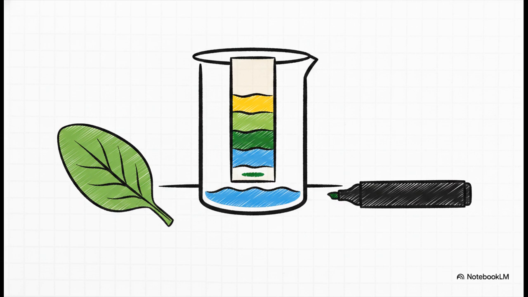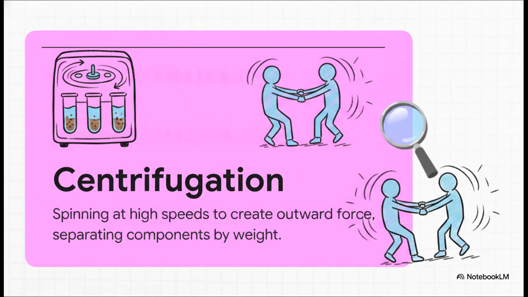This is exactly how chemists untangle the hidden individual colors trapped inside green spinach leaves or even just standard black ink. Now, what if you're dealing with particles in a liquid that are incredibly fine and just stubbornly refuse to settle? Enter centrifugation. Picture a playground merry-go-round.